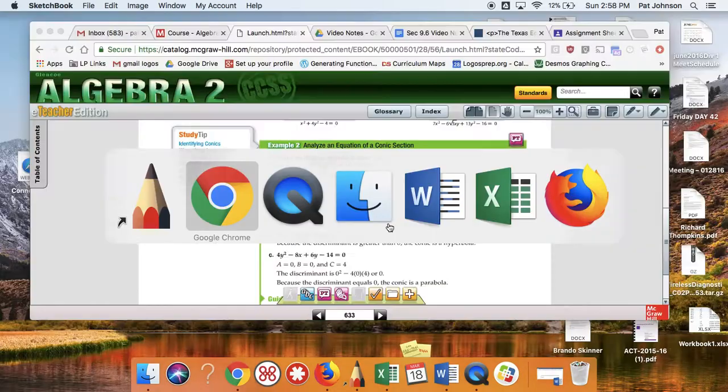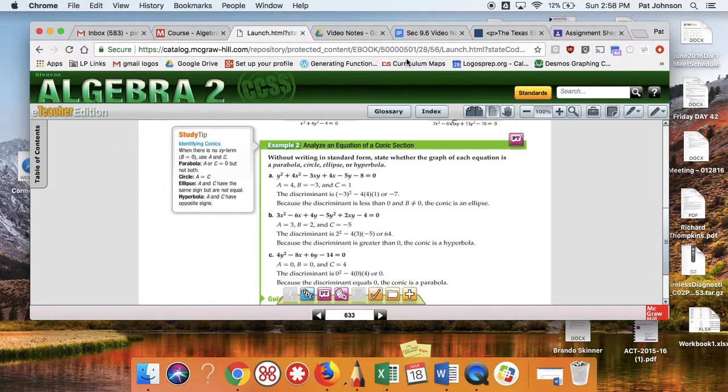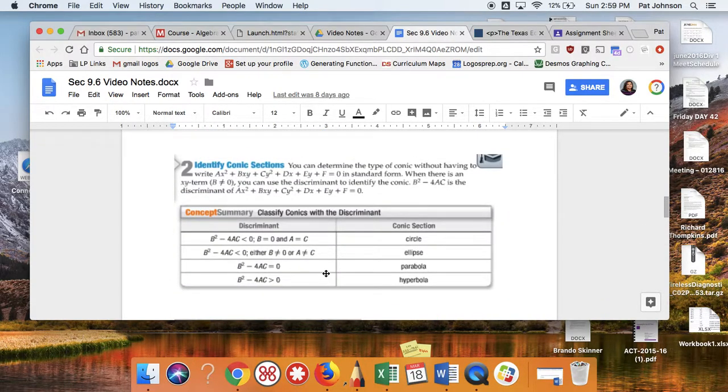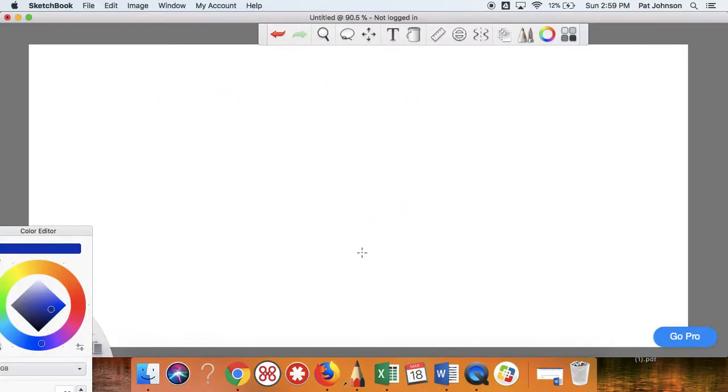So what I need to do to get this right is look at my chart right here. And it tells me, right, if it's greater than 0, it's a hyperbola. If it's equal to 0, it's a parabola. If it's less than 0, it's negative, it's either a circle or ellipse, and I have to look at my cases. Let's look at C.